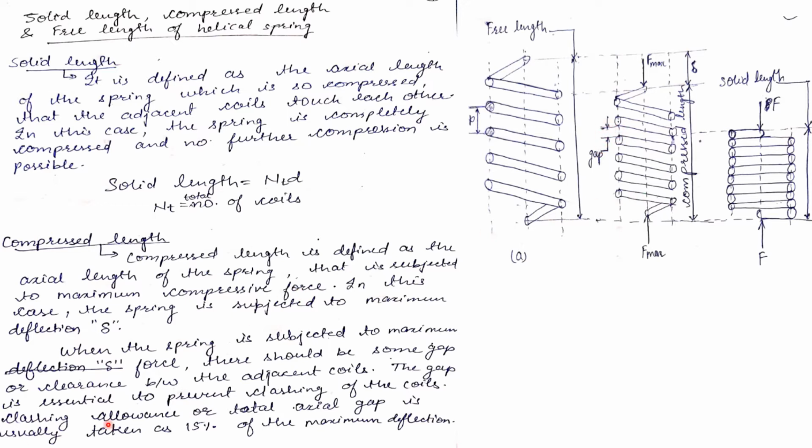What is the clashing allowance? The maximum clashing allowance we take for design purposes is 15% of maximum deflection. If the maximum deflection is delta, then the gap between the adjacent coils will be 15% of the maximum deflection.